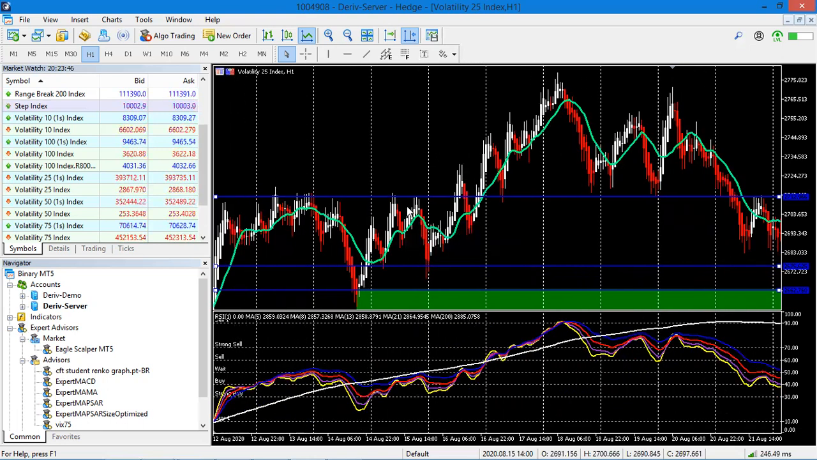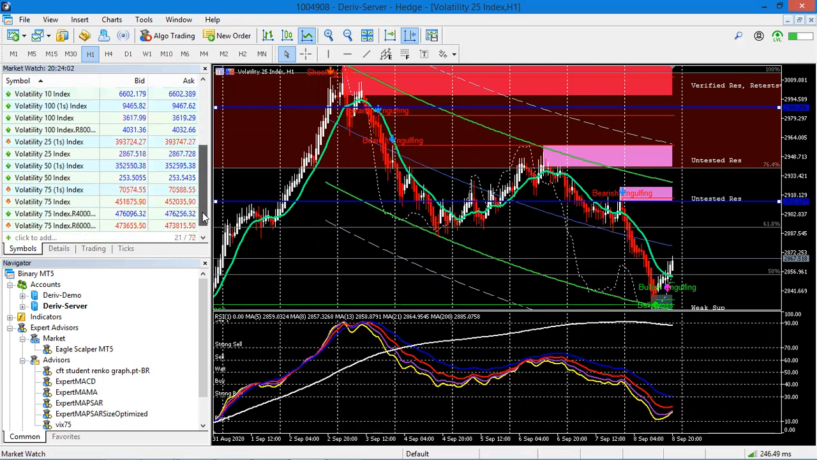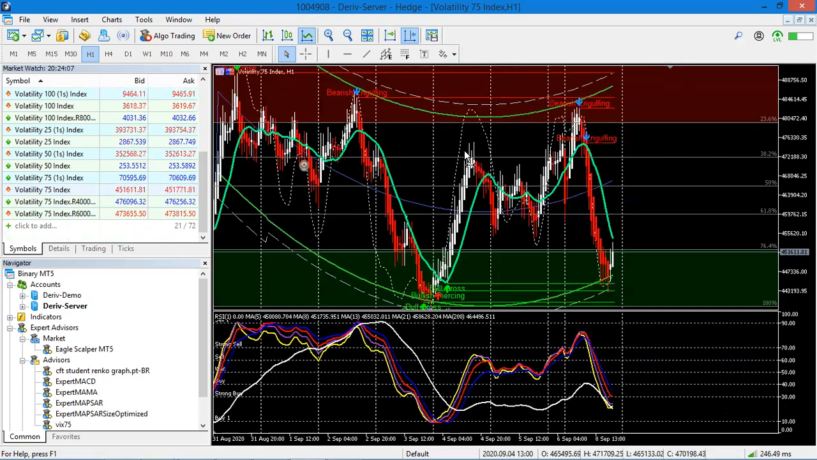Here we have an M. It went to this level, came down, went to that level, rejected, and what happened? It went down. These are short trades, right? So this pattern, as I'm telling you, is busy happening on all the volatilities, especially on volatility 75. Let me go to volatility 75.